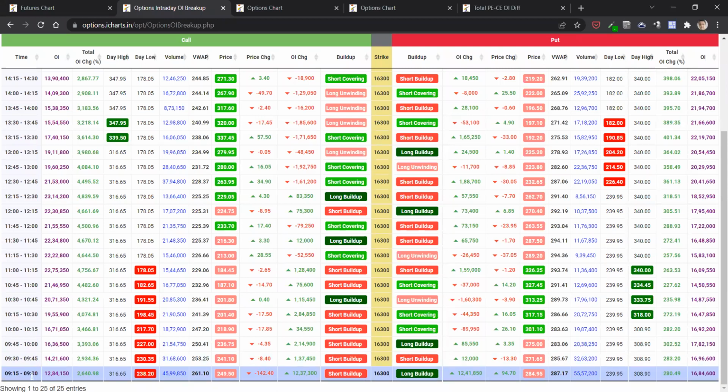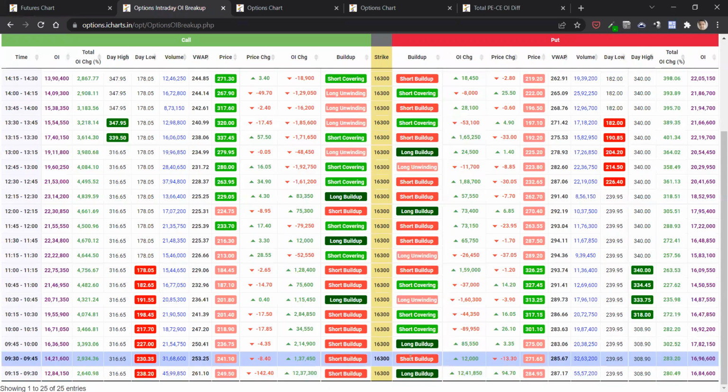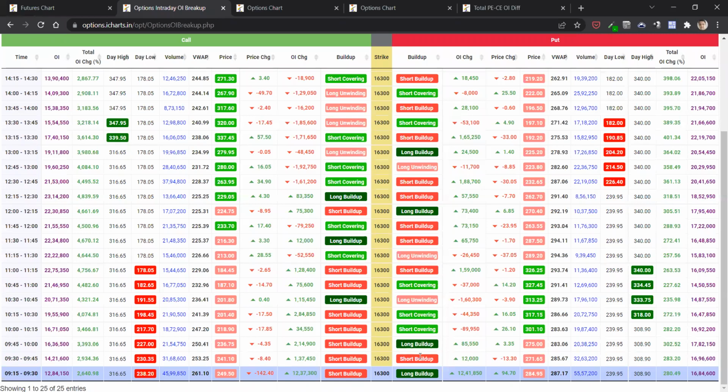At 9:30 this will get complete, and you have short build-up on the call side and long build-up on the put side. This is what I call a strong signal. A strong signal is short build-up here and long build-up here, or long build-up here and short build-up here. One side short build-up, one side long build-up. This is also fine; the only thing it says is that the market is sideways. So if you are an option seller, this too is a strong signal.